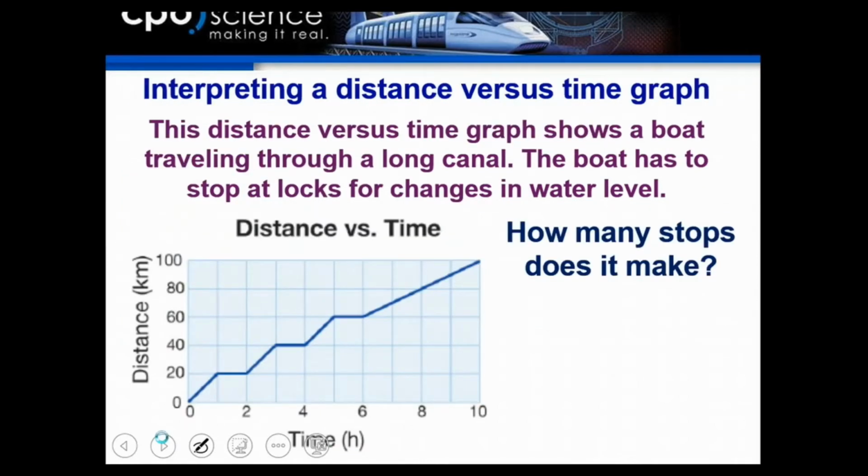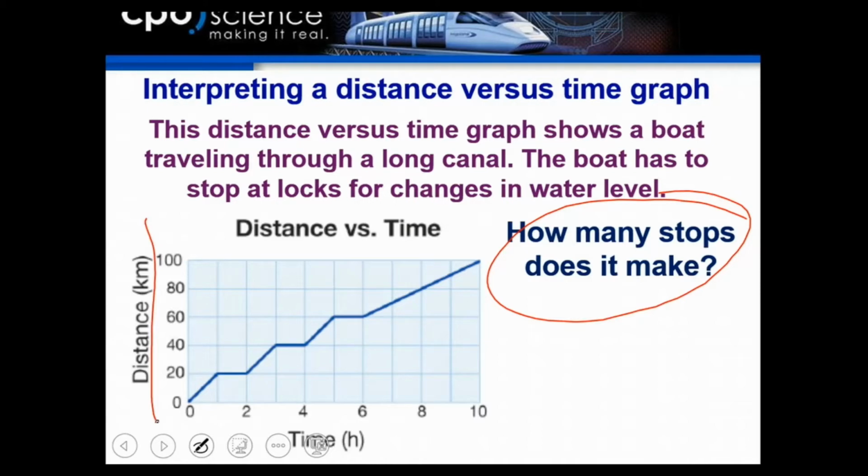Okay, so here's our first graph that we're going to interpret, and this is a distance versus time graph of a boat that's traveling through a long canal. The boat has to stop at locks for changes in water level. So it's our job to look at the graph and see how many stops it makes. And so we need to do that by looking at the axes here. So we have distance and we have time at the bottom, and we want to see what parts of the graph are going to show us that it made a stop, and we need to count them.